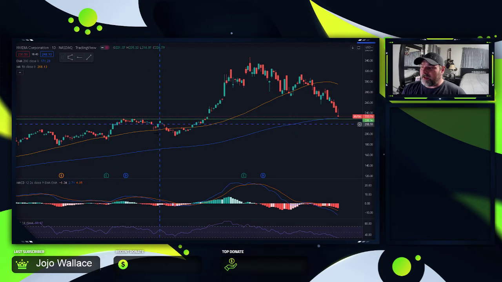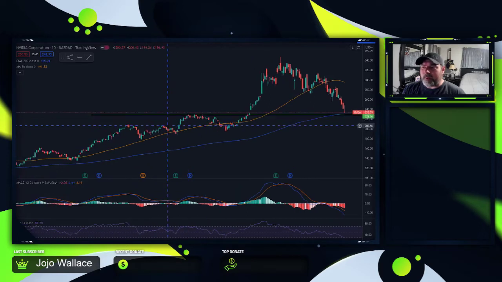So right here at 228.56, that's where I would want to see it bounce. Should it not bounce and it continue to break down through it, then we go down to the next level, which is probably right there.